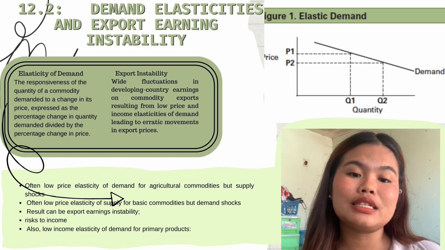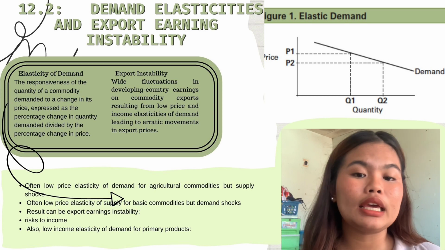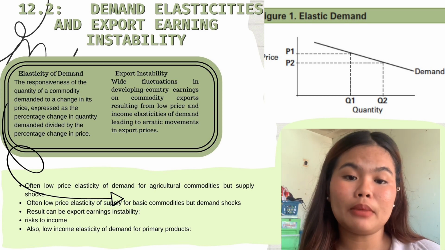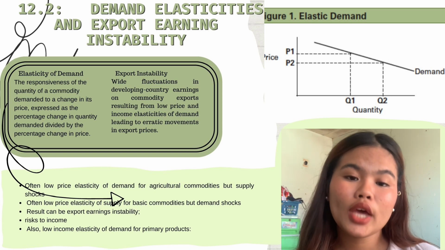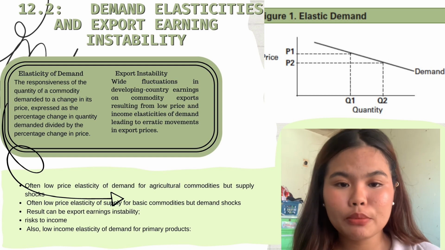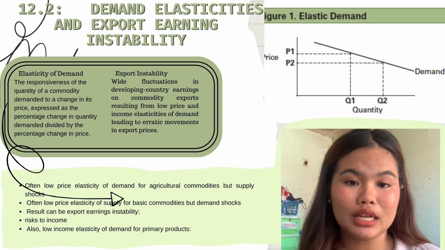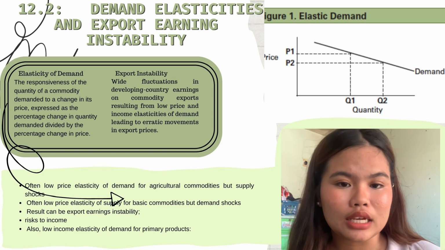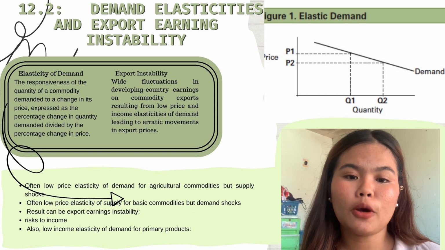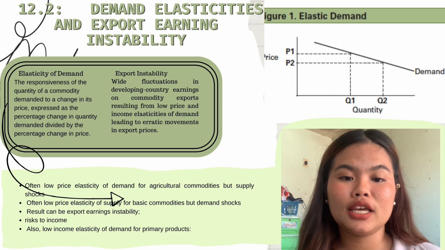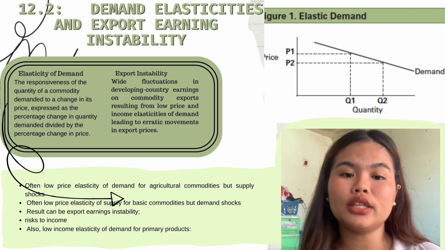Moreover, since the price elasticity of demand for primary commodities also tends to be quite low, or inelastic, any shifts in demand or supply curves can cause large and volatile price fluctuations. Together, these two elasticity phenomena contribute to what has come to be known as export earnings instability. What is export earnings instability? It is actually wide fluctuations in developing countries' earnings on commodity exports, resulting from low price and income elasticities of demand, leading to erratic movements in export prices.